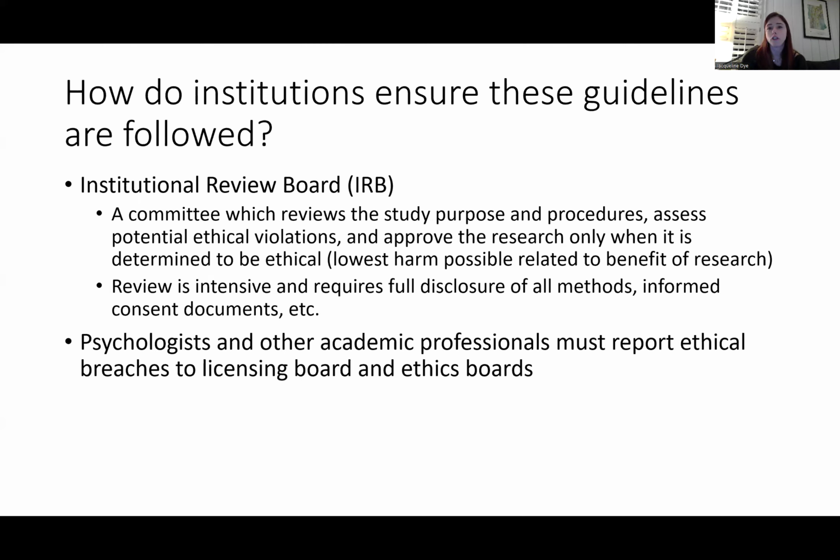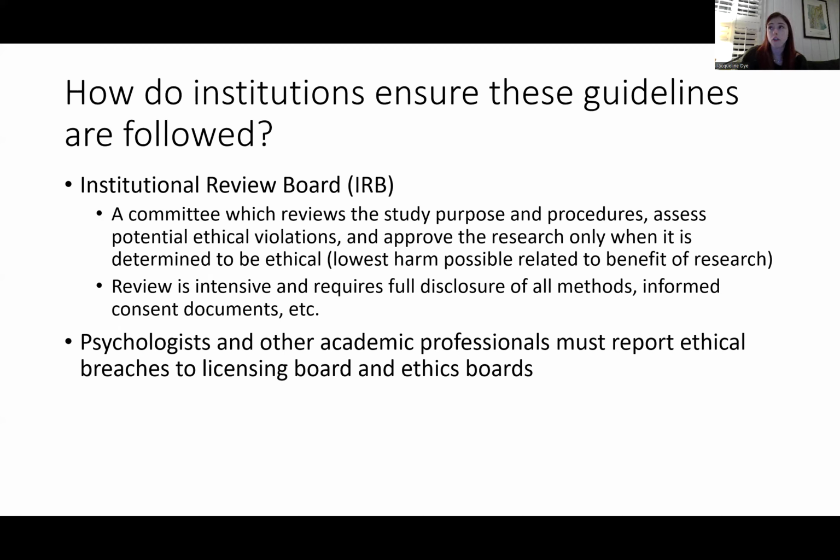So how do institutions ensure that these guidelines are followed? Every institution, every state, every university has what's called an Institutional Review Board, or IRB. And this is basically a committee. It's a group of people that are non-biased, so they're not involved in any of the research. They don't have a stake in the game, so to speak. And they review the study purpose, the procedures, they assess potential ethical violations, and then they only provide approval for the research when it's determined that it is ethical.